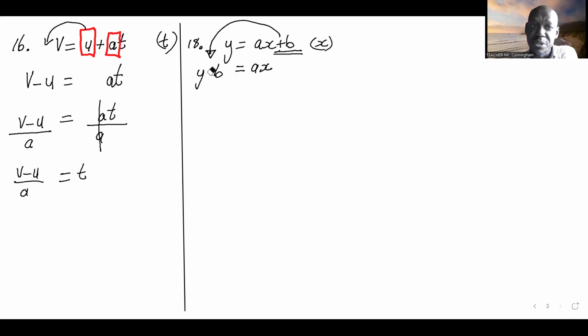The b, if you take it to the other side, the b here is what? Is it positive or negative? Positive. So when you take it over to the other side, it will be with the negative sign. Right, so repeat that again. Let me erase this. So it will be y minus b equals ax. So you can't make mistakes.